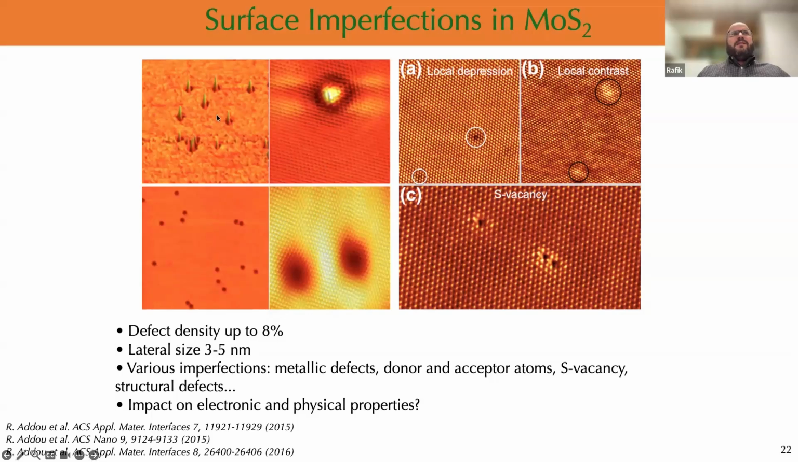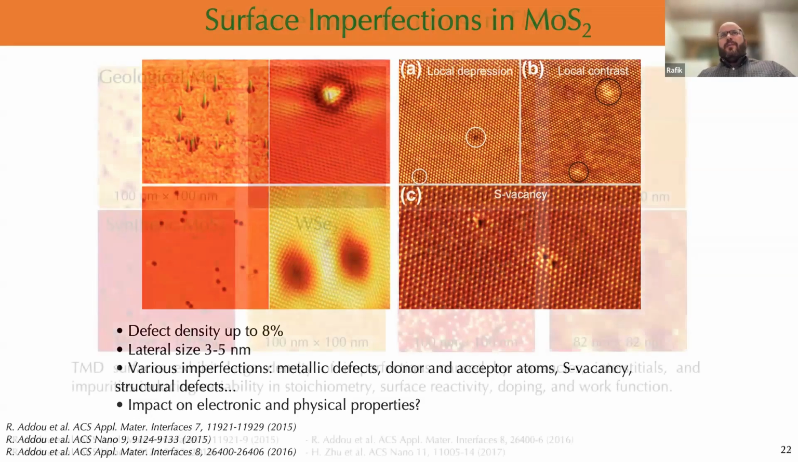For example, here you can see that in the same MoS2, or even later I will show tungsten selenide or other materials, on the same surface you can find different types of defects, and the defect density can go very high, up to 8%. Some defects are really large, like 3 to 5 nanometers. We can find metallic defects, donors and acceptors, single sulfur vacancies or chalcogen vacancies if we are talking about tungsten telluride or tungsten selenide, and there are many structural defects, and this will definitely impact the electronic and physical properties.